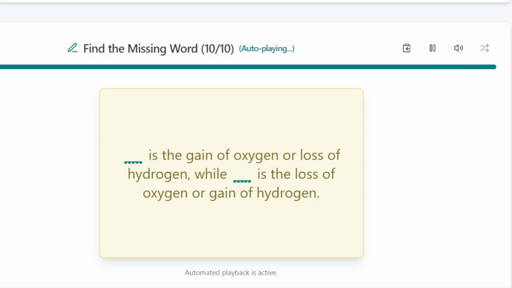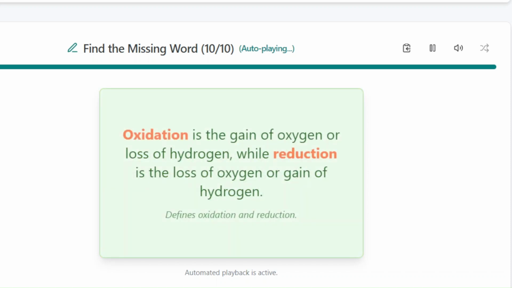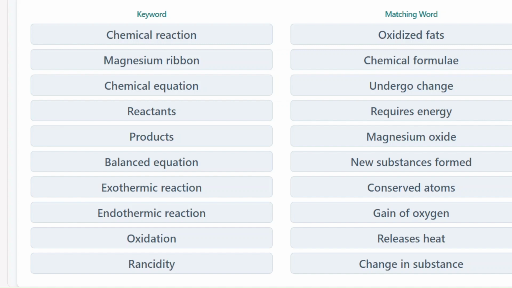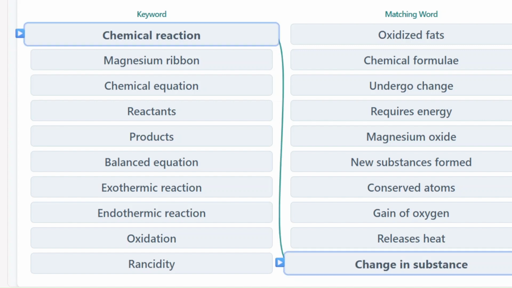Dash is the gain of oxygen or loss of hydrogen, while dash is the loss of oxygen or gain of hydrogen. Oxidation, reduction. Explanation defines oxidation and reduction. Dash is the gain of oxygen. Chemical reaction.